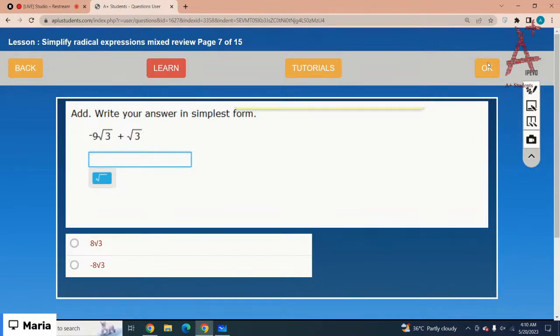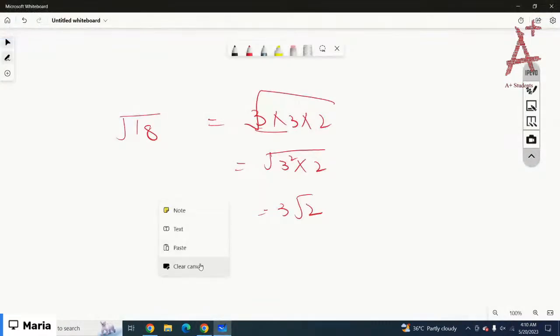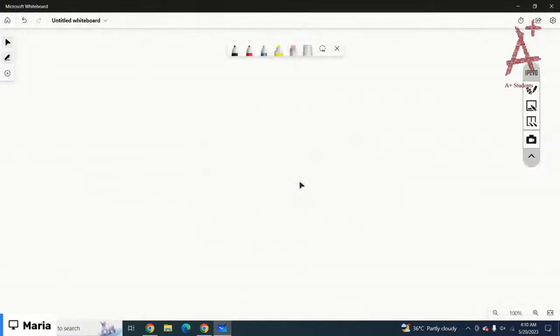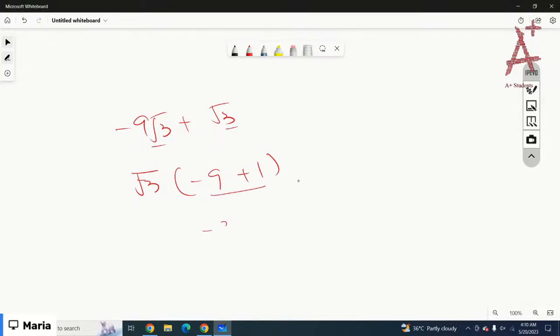Okay, the next one is negative 9 square root 3 plus square root 3. So you can take common square root 3. You are left with negative 9 plus 1. Got it? And negative 9 plus 1 is negative 8 square root 3.